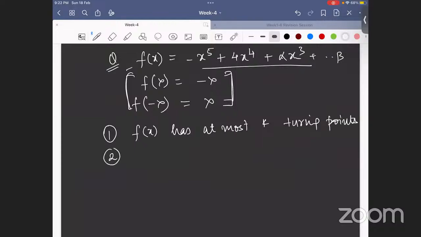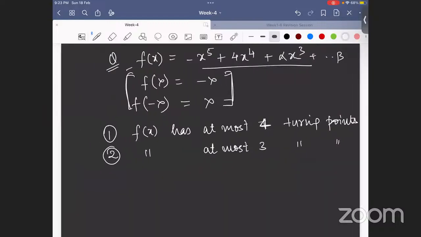Okay, the second option is, okay, yeah, so tell me whether the first option has at most 3 turning points. Which of the two is the correct option?